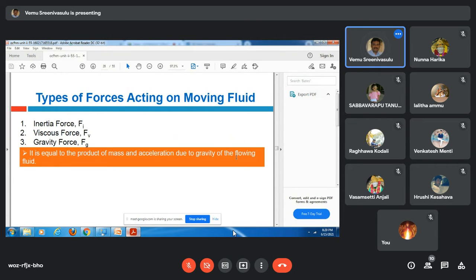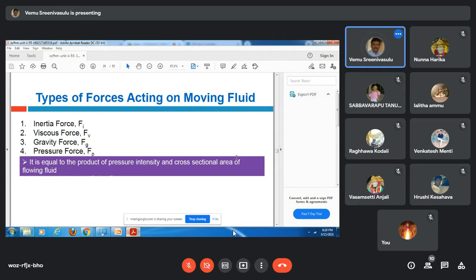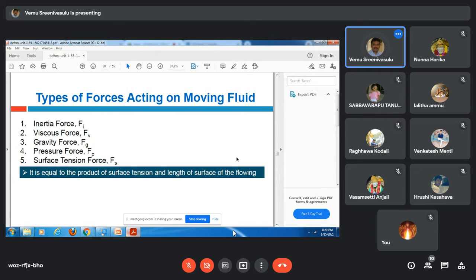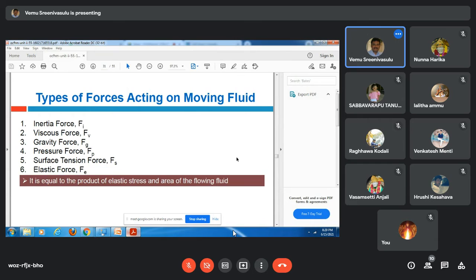And similarly, we have gravity force, which is equal to the product of mass and acceleration due to gravity. Then pressure force is pressure intensity times the cross-section area of the fluid. These are the various types of force acting on moving fluid. Then surface tension force is surface tension times the length of the surface of the flow. And then elastic force is the product of elastic stress and area of the flow, right?